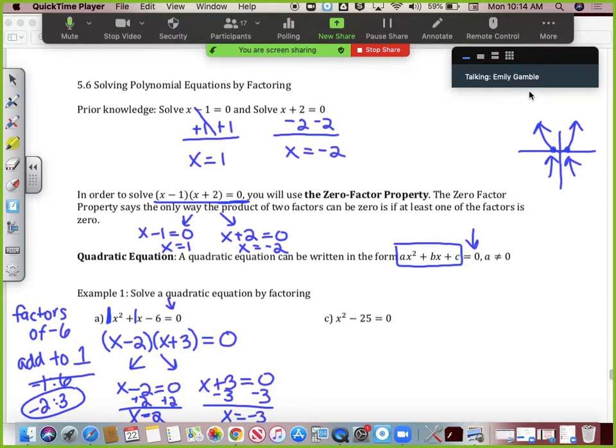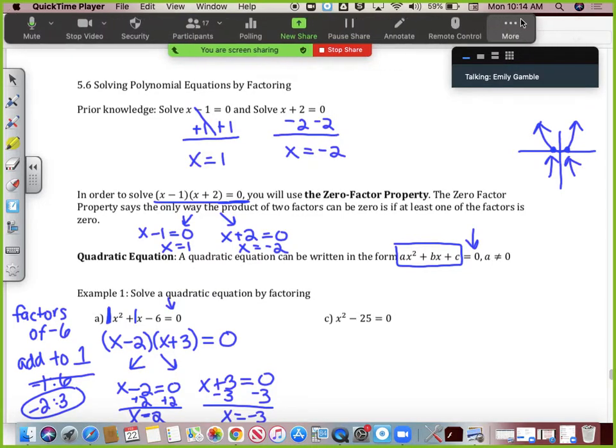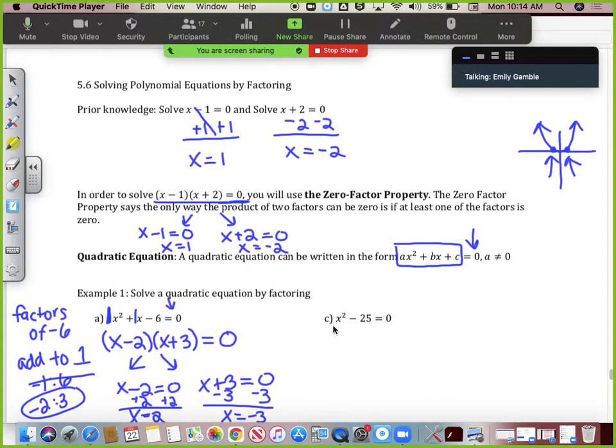So the second question here that we're going to be completing, I guess we can just skip over to C since I have this up. We can try letter C. This says x squared minus 25 equals 0. Now when we're factoring quadratic equations, when we're factoring trinomials, sometimes there's going to be 3 terms, sometimes there's only going to be 2 terms.